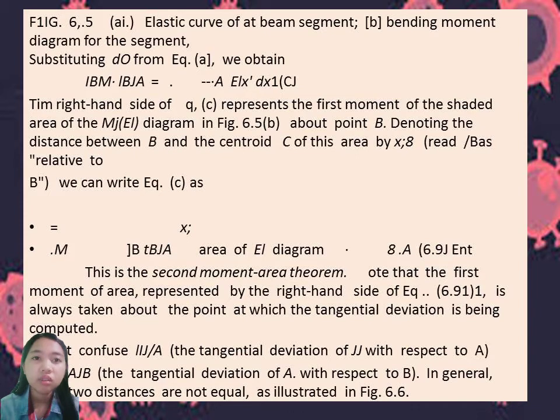So, this is the second moment area theorem. The first moment of area represented by the right hand side is always taken about the point at which the tangential deviation is being computed. Do not confuse the tangential deviation of B with respect to A with the tangential deviation of A with respect to B. In general, these two distances are not equal, as illustrated in Figure 6.5.